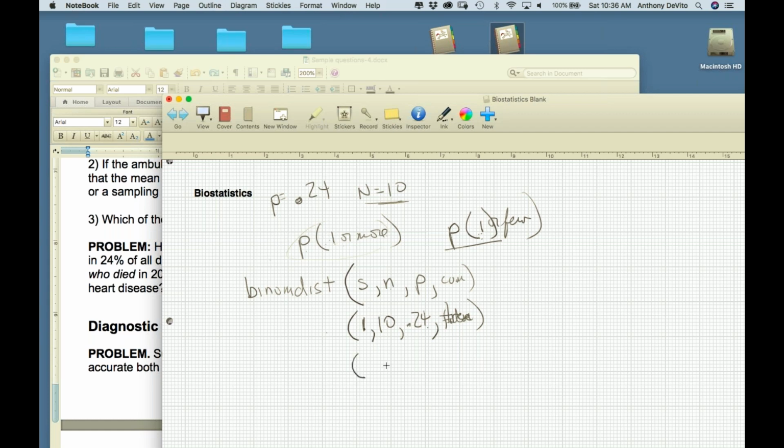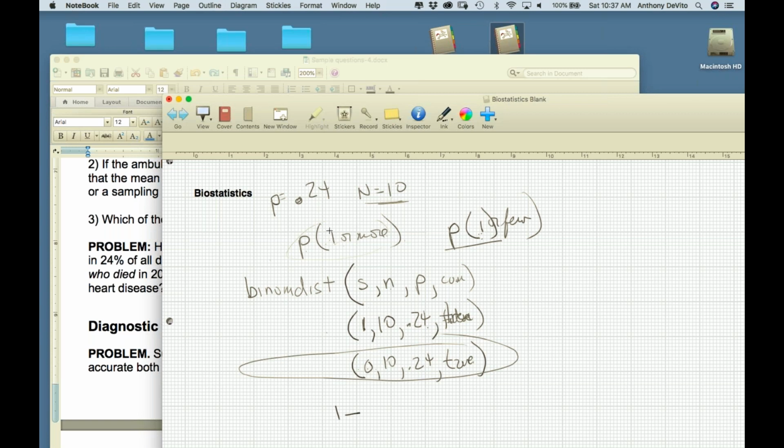So for that, I would put the probability of 0, comma, 10, comma, 0.24, comma, and it doesn't matter if I say true or false here because it's 0, there's nothing below it anyway. So this would give me the probability for exactly 0 people having died out of 10, having died of heart disease. So if I want to know the probability for 1 or more, it's going to be everybody else. So we just do 1 minus the result of this binomial.